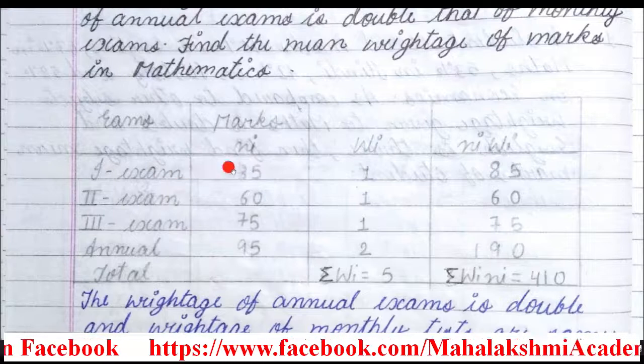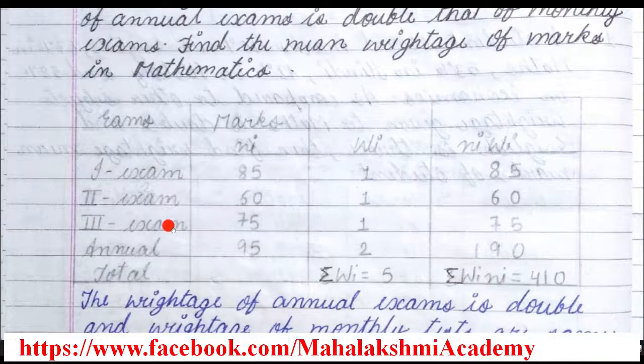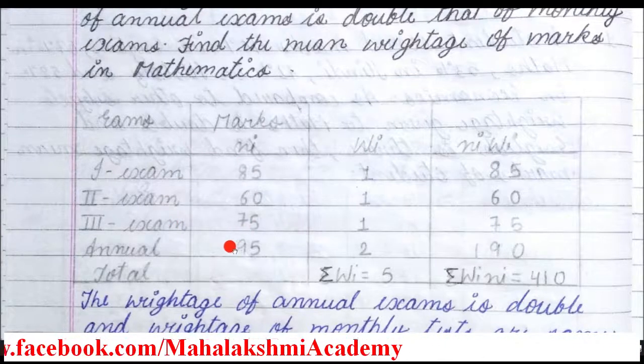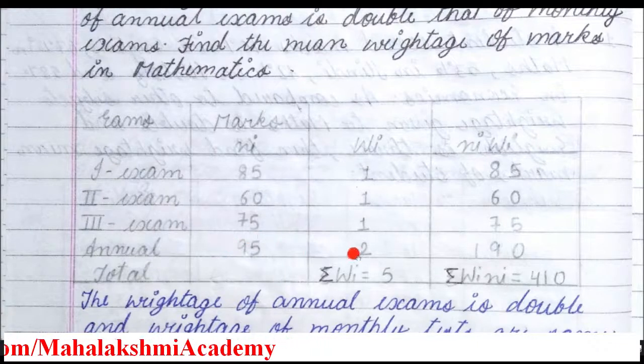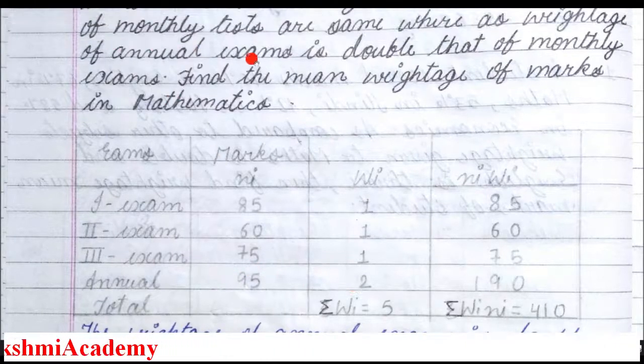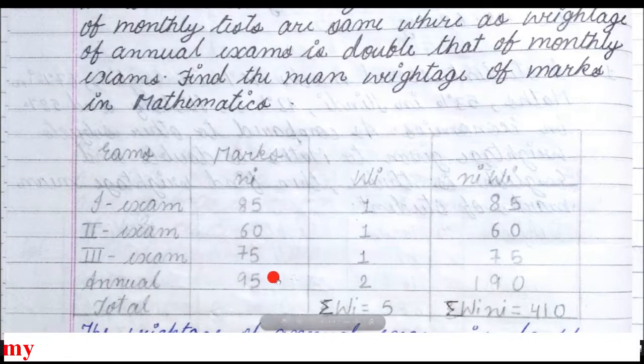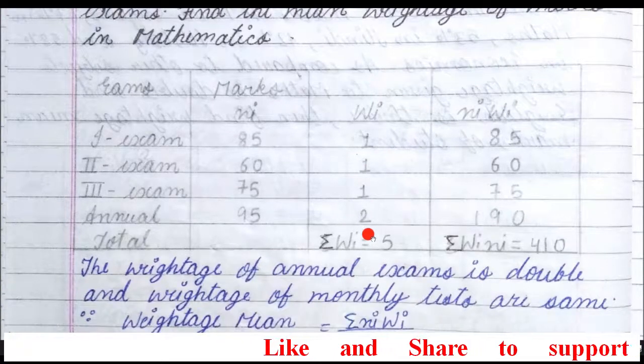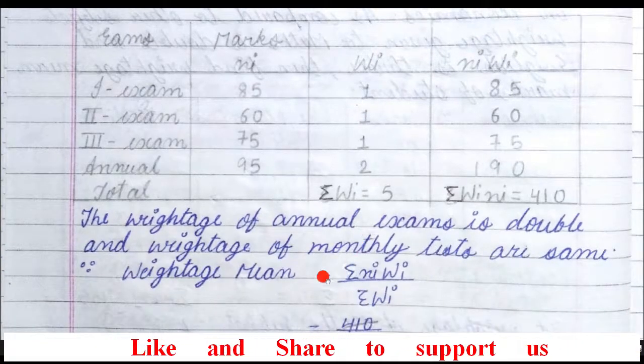So marks obtained in first test, marks obtained in second test, marks obtained in third test, and marks obtained in annual exam. So here it is clearly written that the weightage of annual exam is double. That's why weightage of annual exam just keep 2 and the weightage of remaining exams just keep 1, 1, 1. So as we had done, first we will just see how we had written here.